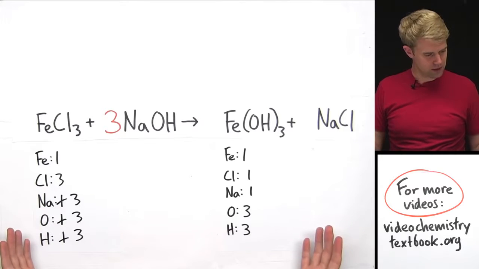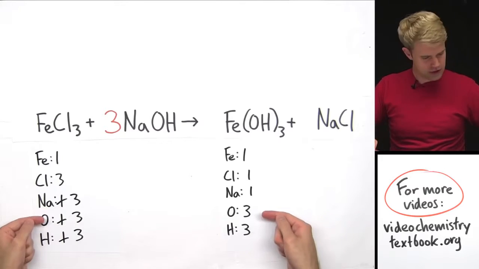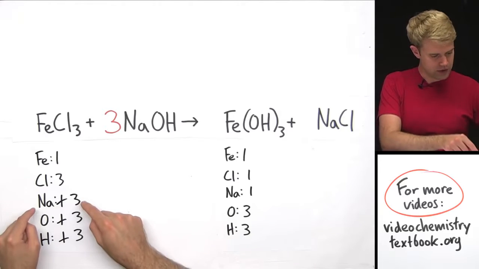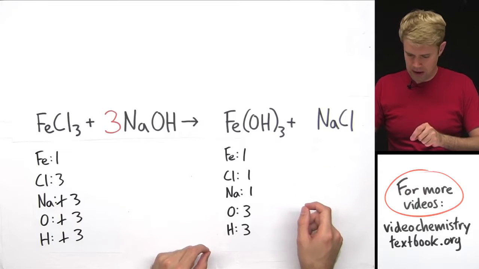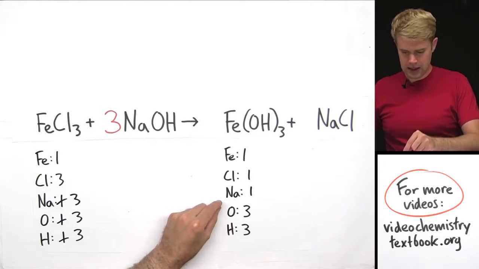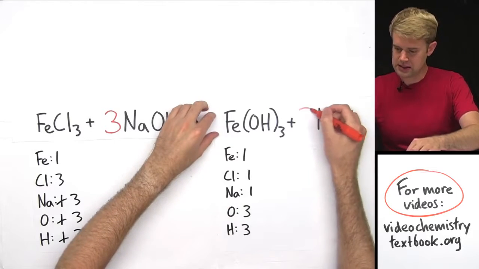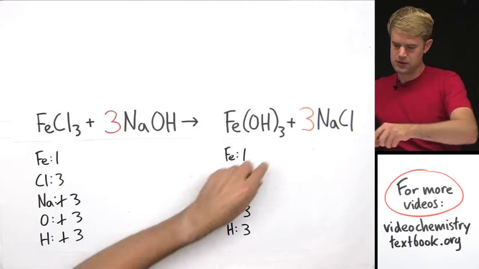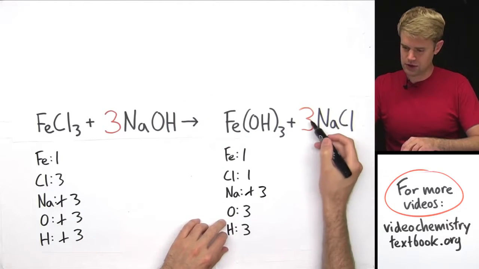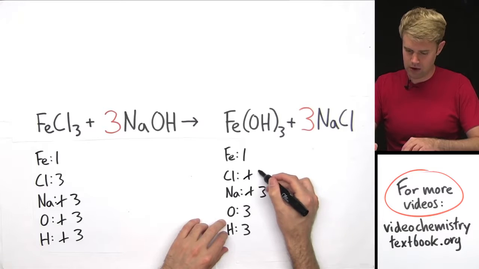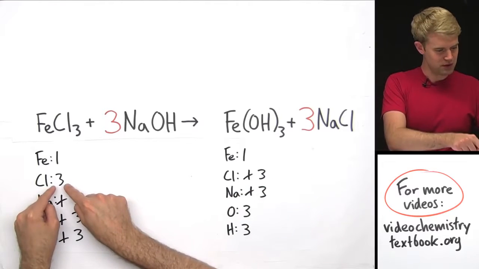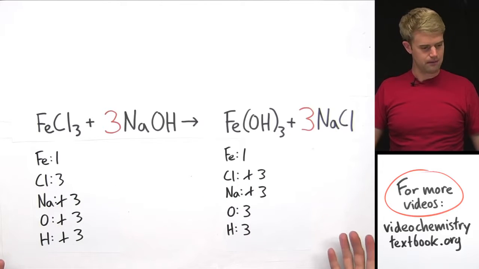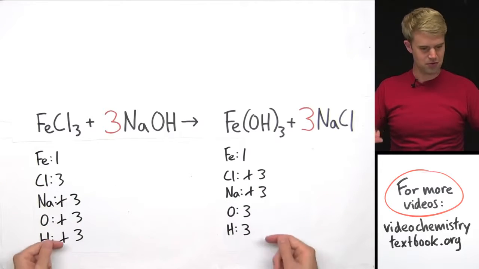Okay, what did that do for me? Well, that balanced the oxygens and hydrogens, but now the sodium, the Na, I have 3 on this side and I only have 1 on this side. Okay, so I can fix that by multiplying this NaCl by 3 here. Okay, so that's going to give me 3 Na, and it's also going to be 3 times the Cl. So now I have 3 Cl. And check it out, that fixed it. I have 3 Cl over here, and I've got 3 Cl there. Great, so 1, 3, 3, 3, 3, it balances.